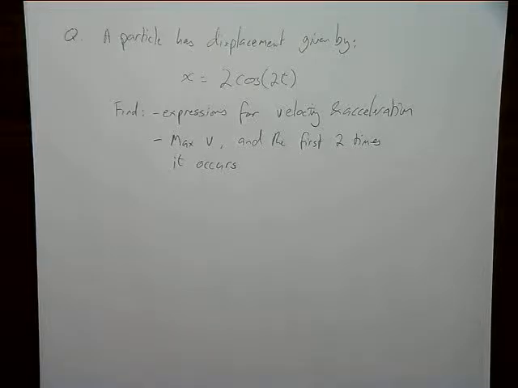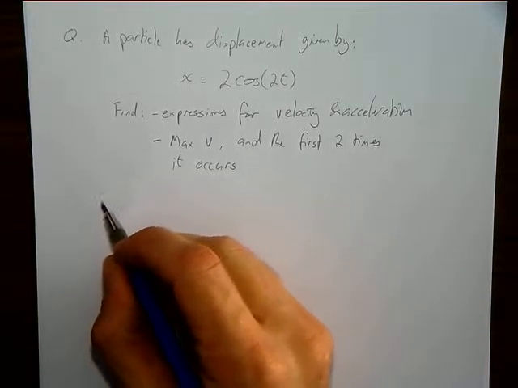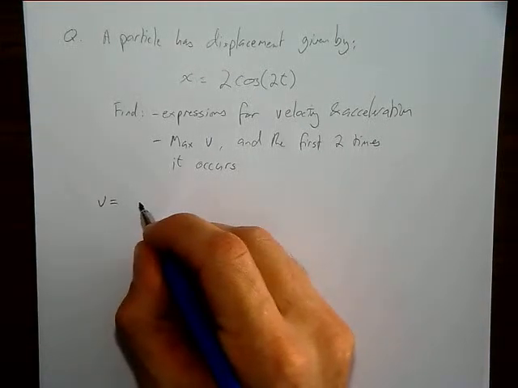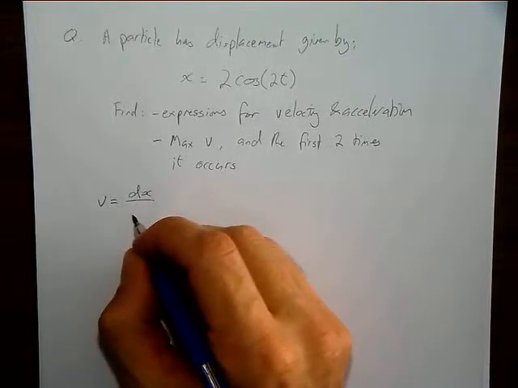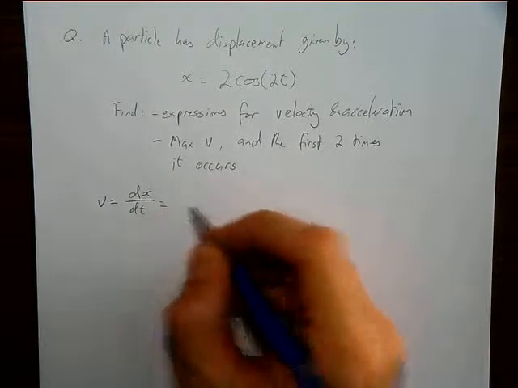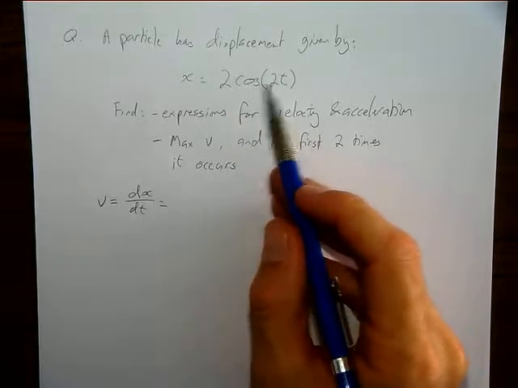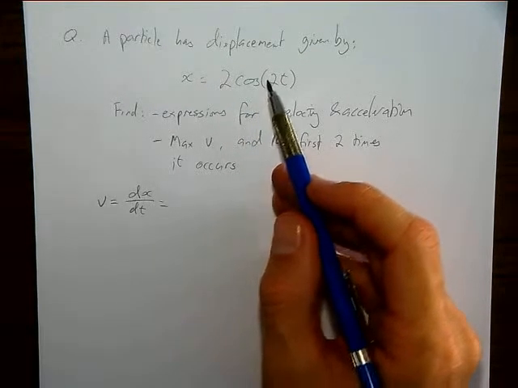So, what do we know about kinematics? What's the basic idea that relates displacement, velocity, and acceleration? Derivatives and integration. So how do we get velocity if we have displacement? We derive it. So the velocity is the derivative of x with relation to t, dx/dt. Now in this case, we're going to derive 2 cos 2t.